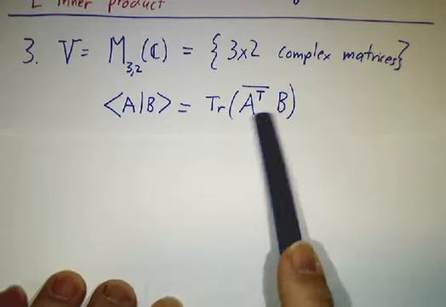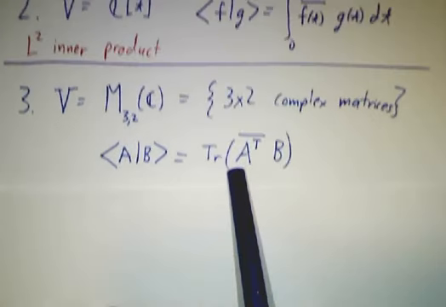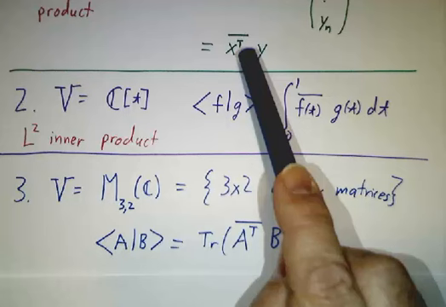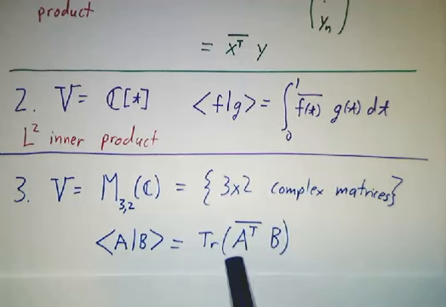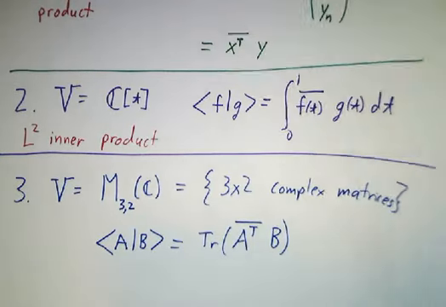So the transpose conjugate should be a recurring theme. Here we had x transpose conjugate times y to do for Cn. You get the same thing for matrices. We'll see a lot more about transpose conjugate in future lectures.